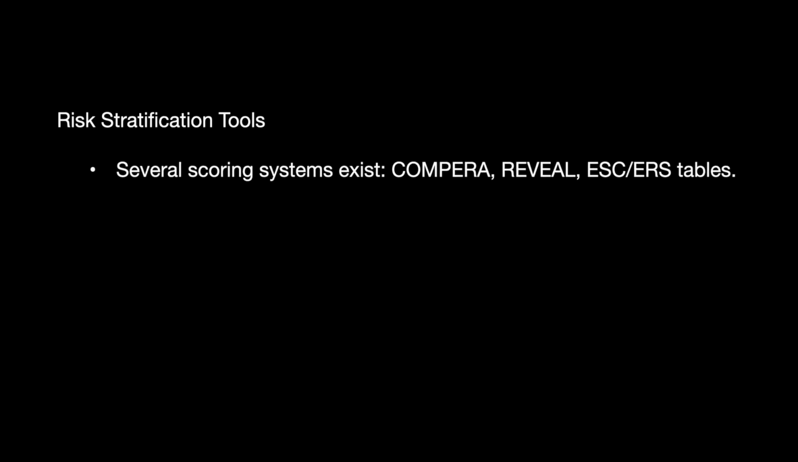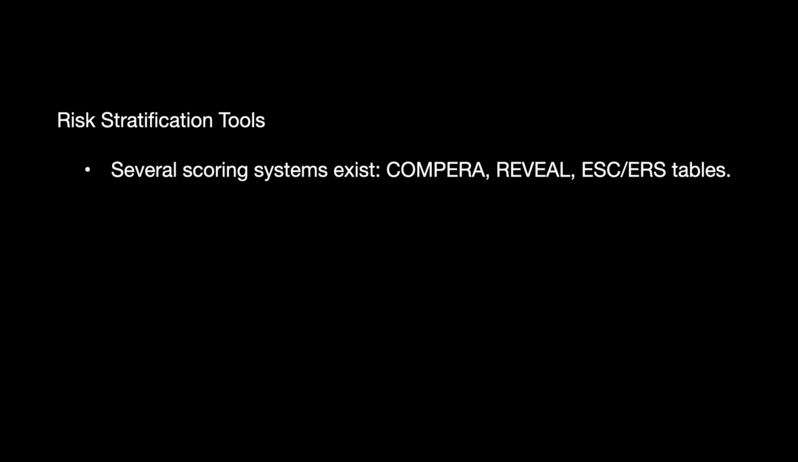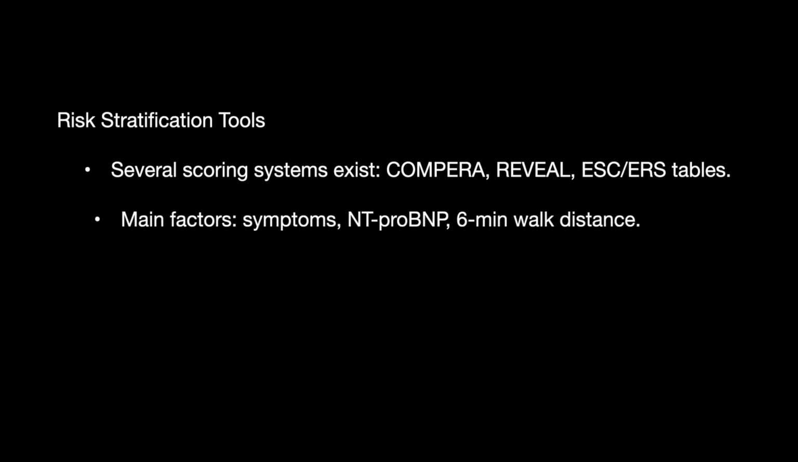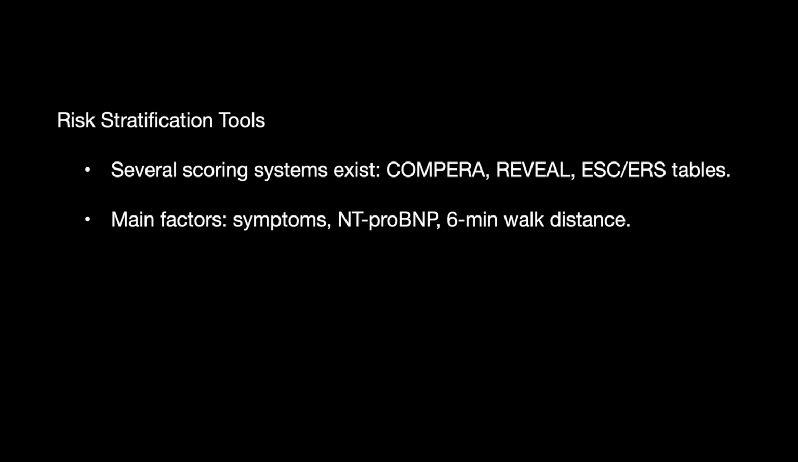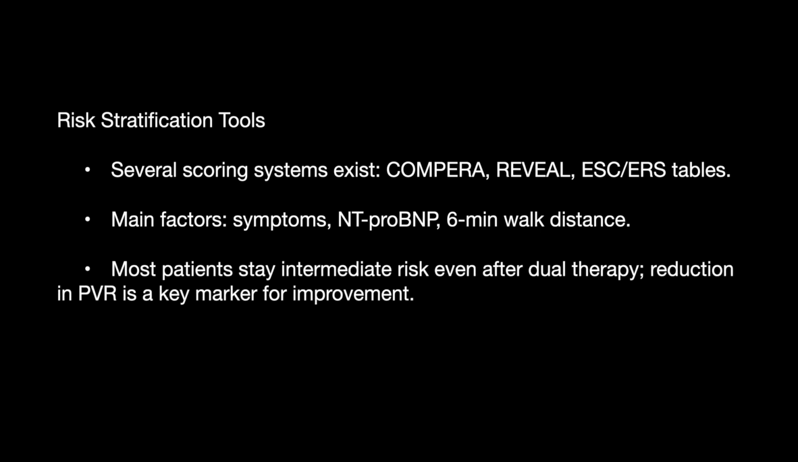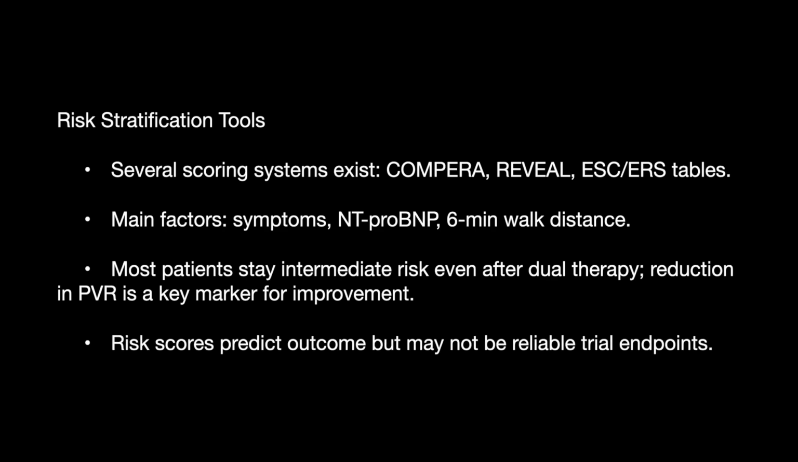So we have various risk stratification tools, like COMPERA, REVEAL and the European Society tables. The main factors are symptoms, NT-proBNP and 6-minute walk distance. Most patients stay intermediate risk even after dual therapy. Reduction in PVR is the key marker for improvement. Risk scores predict outcome but may not be reliable trial endpoints.